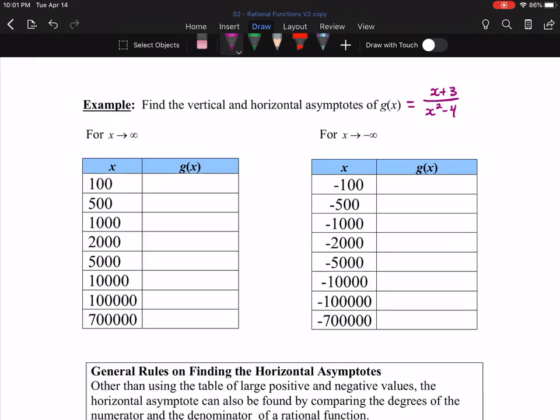Is it going to settle into 2? Okay, so let me just sub in some numbers. So I sub in 100 into this function. On the top, it looks like I'll get 103, and the bottom I'll get like a million minus 4, like 996,000.